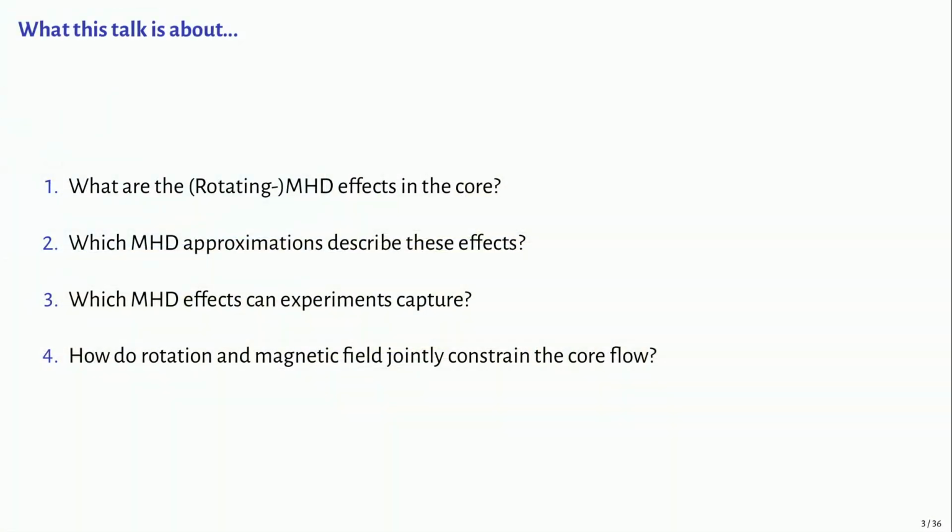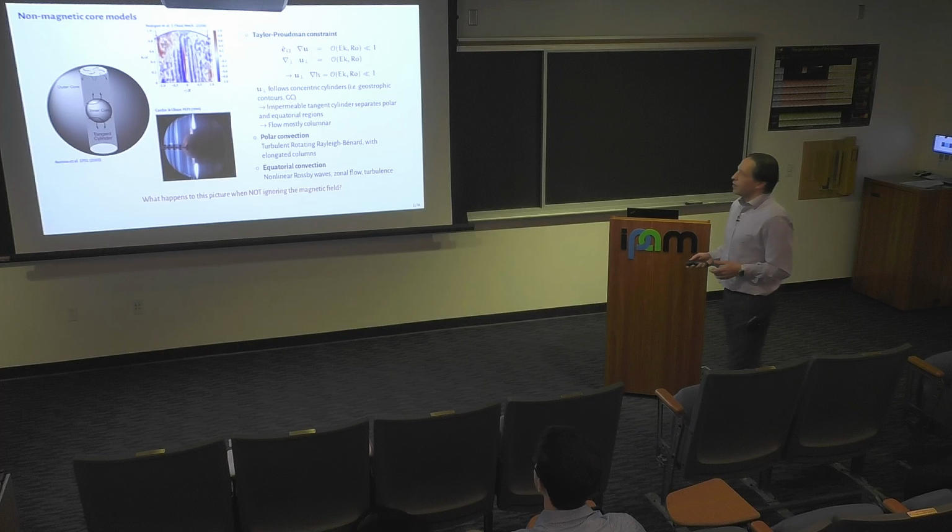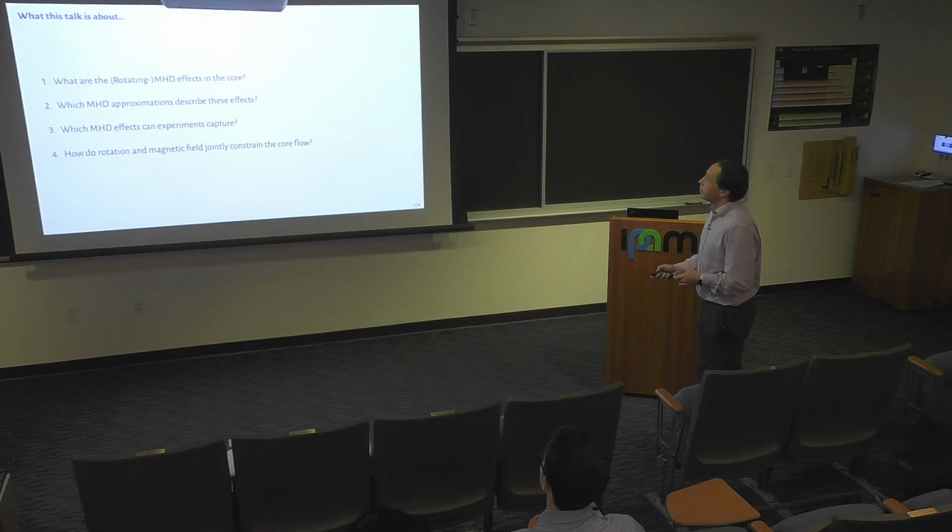And finally, I'll touch on a rather broad question. Now that the Taylor-Proudman constraint tells us how rotation constrains the flow, what if you have a magnetic field? What is the joint constraint? Because in the end, that all goes back to that.